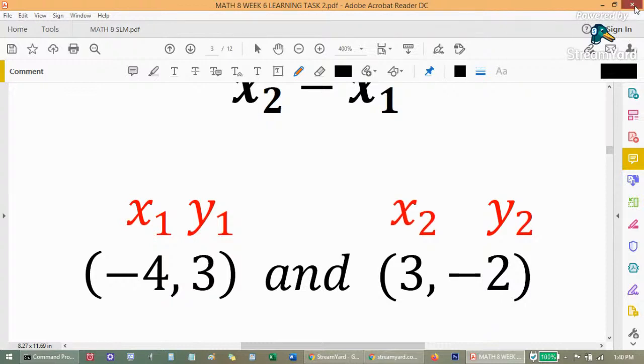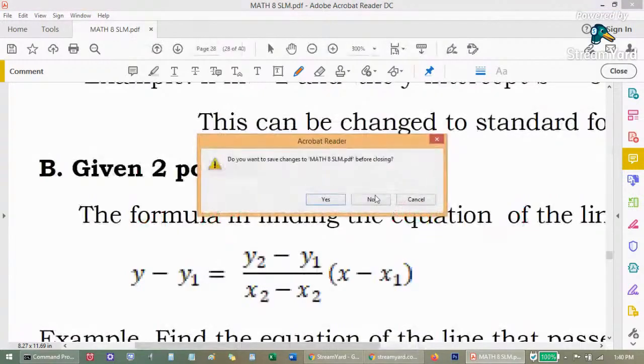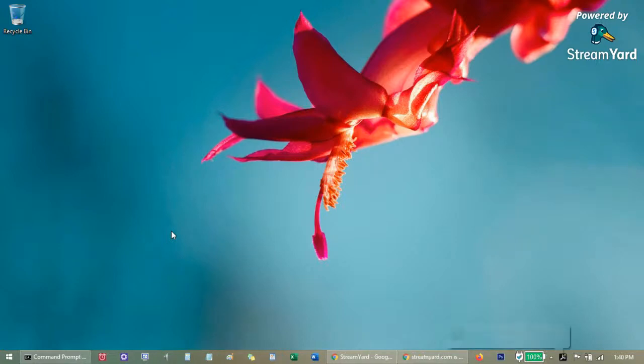Oops. Nag-lag lang. So, excuse me, saglit lang. Re-restart ko lang aking program. Medyo nag-lag siya. Okay.